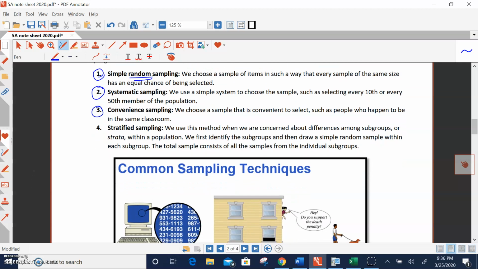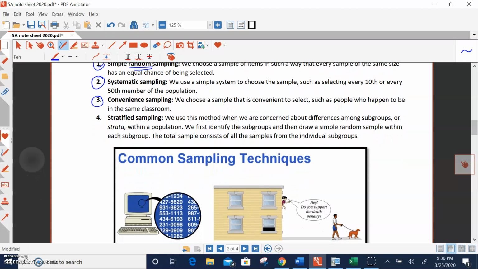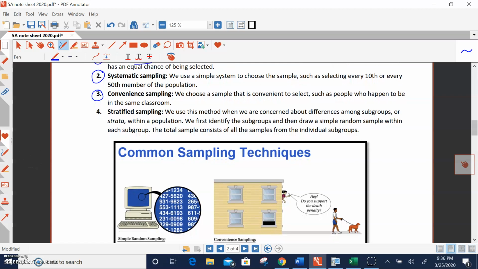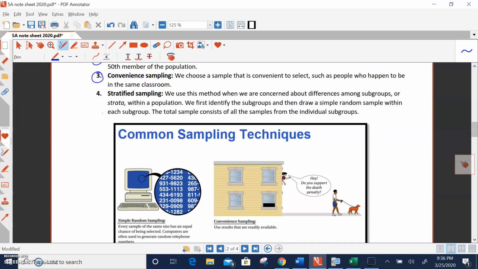And then the last type that we're going to look at, the last way to collect a sample, is stratified sampling. In stratified sampling, we're concerned about the differences among subgroups. So we separate into subgroups, then we draw random samples from each subgroup.